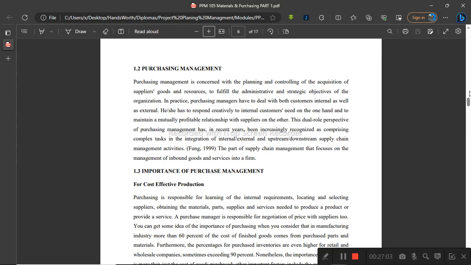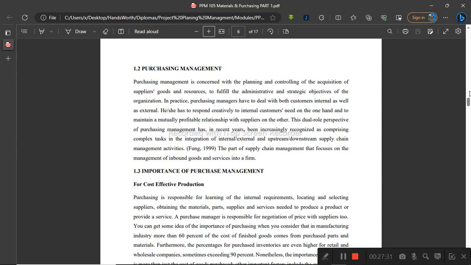So in practice, purchasing managers have to deal with both customers, internal as well as external. This is where you get to ensure that you are dealing with both the supplier, the person that you are buying from, and then also you yourself who is buying this given product.